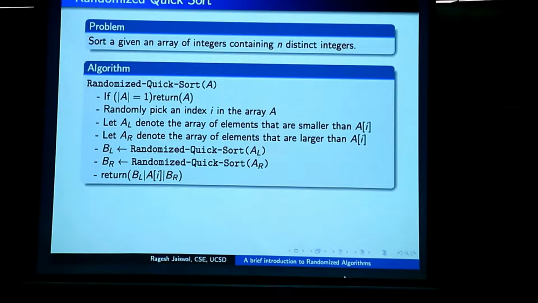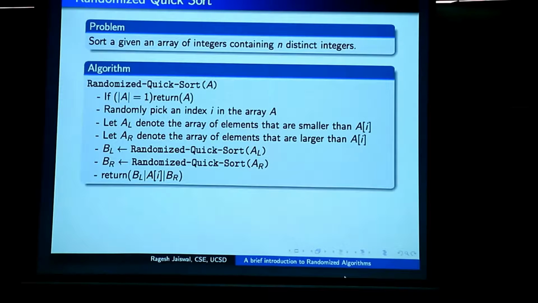Here's the algorithm. The algorithm is very simple. If the array is of size 1, you just return the array, nothing to do, it's sorted. If it is not, then you randomly pick an index i.